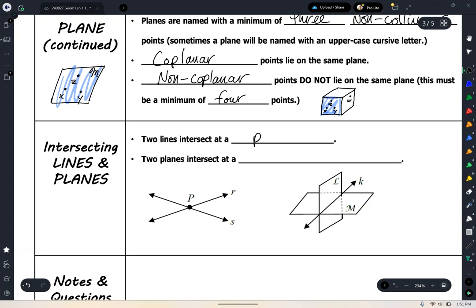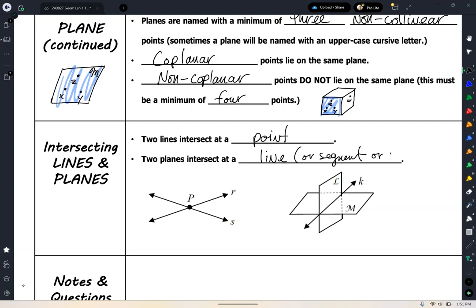2 lines always intersect at a point. We knew that from Algebra 1, systems of equations. The solution is always the point where the 2 lines cross. And 2 planes are always going to intersect at a line or segment or ray, some form of a straight path, right? Again, the 2 pieces of paper here sitting on top of each other on their edges. So when we take 2 planes and we intersect them, they're going to intersect in a straight path. Okay?